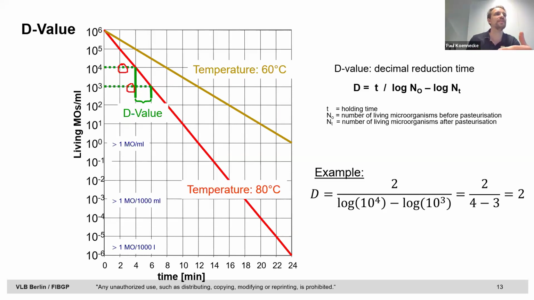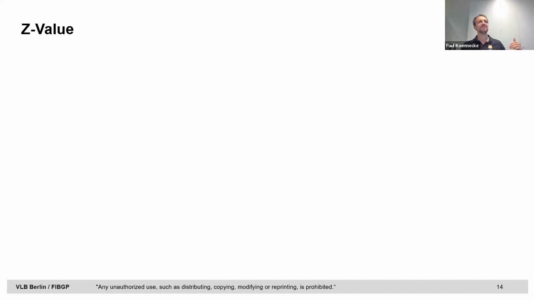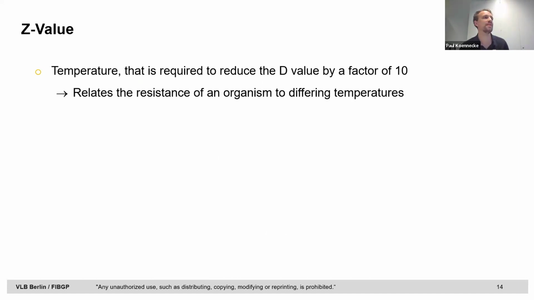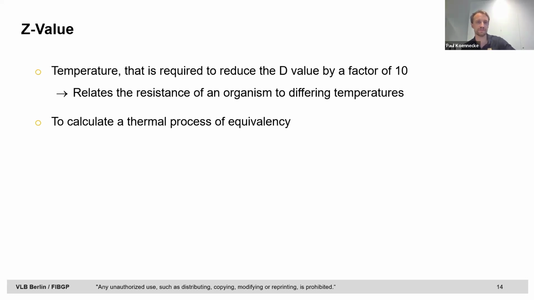And from this d-value, you can come to the z-value, which is defined as the temperature that is required to reduce the decimal reduction time by the factor of 10. So basically, or in other words, reducing the decimal reduction time by 90%. And this value is pretty important when you want to calculate pasteurizing units. But this z-value is in fact included in the terms I will give you later. But this is relating to the resistance of a microorganism to differing temperatures. And when you know those values, you can calculate the thermal process equivalency. So for example, when I have 64 degrees in my tunnel pasteurizer for half an hour, how much time do I need in my flash pasteurizer at 72 degrees?